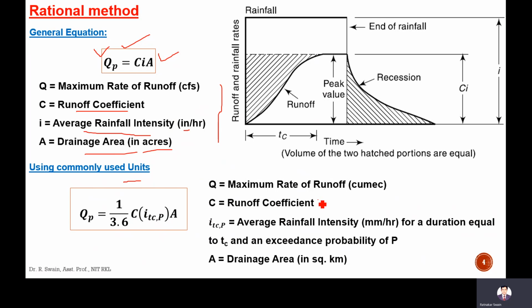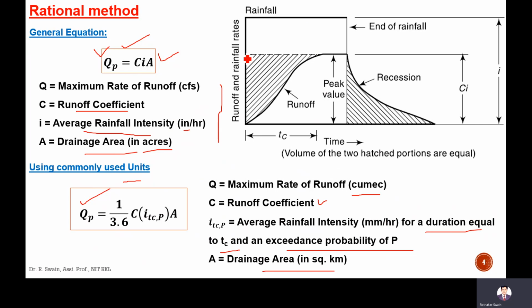C is the same runoff coefficient. This runoff coefficient is just a ratio, so it doesn't matter with the unit conversion. And I is the average rainfall intensity in mm per hour for a duration equal to Tc and an exceedance probability of P. A is the drainage area in square kilometer, and Q will be in cubic meter per second.